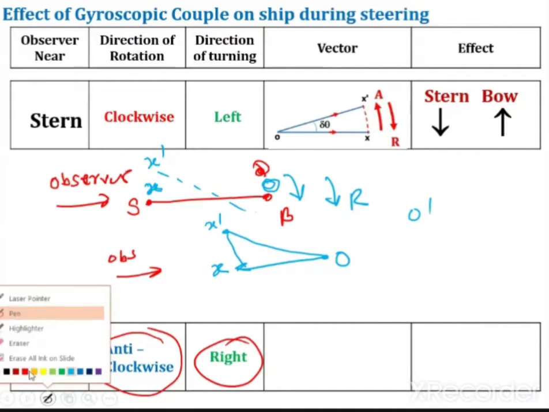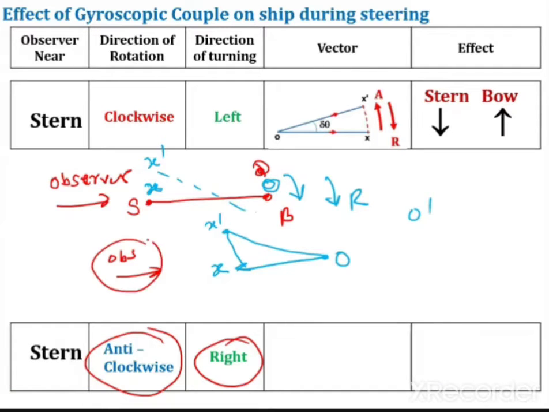Where I will shift the observer, anybody? This is my observer position. Let us say I am shifting my observer position here. Now what is the direction of x dash? The direction of x dash is away from the observer. So this is the active gyroscopic couple, which is the same as the direction of x dash. Where will the reactive gyroscopic couple be? The reactive gyroscopic couple will be towards the observer.